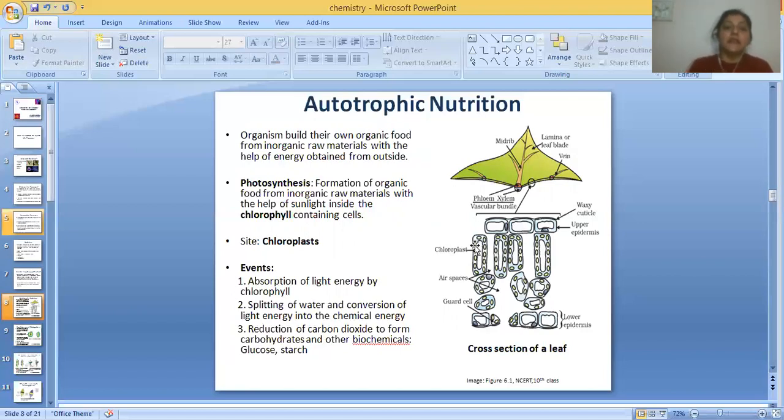So what are the three events of photosynthesis? First of all, absorption of light energy by chlorophyll. The second step is splitting of water and conversion of light energy into the chemical energy. Now this chemical energy is used for reduction of carbon dioxide to form carbohydrates and other biochemicals, for example glucose, starch. Mostly plants store their food in the form of glucose, or starch is formed later, or sucrose is a transported form of food.